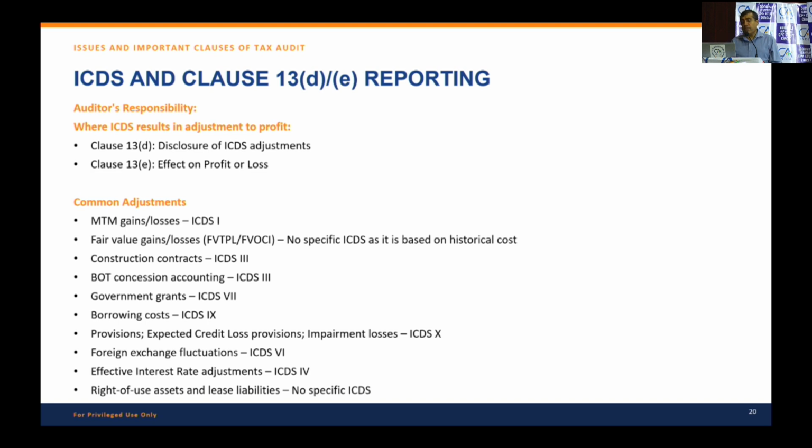So as I was saying, a typical common adjustment which could come in ICDS is mark to market gains and losses, which you would have provided. ICDS 1 you will report there. Fair valuation gains, FVTPL, OCI in case of Ind AS: actually there is no specific ICDS, so you do adjustments in computation only directly. Construction contracts, BOT, government grants, borrowing. I think we've covered most of those things.